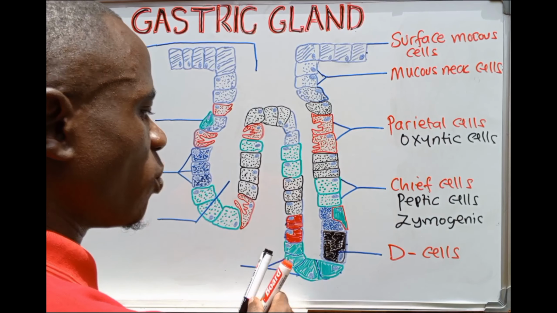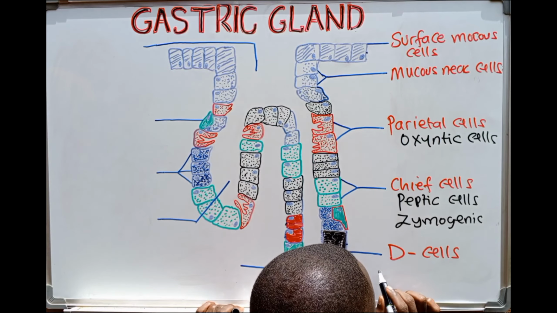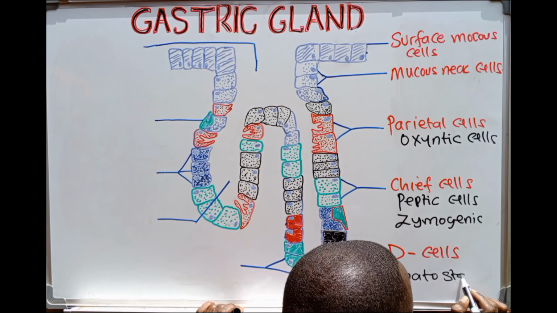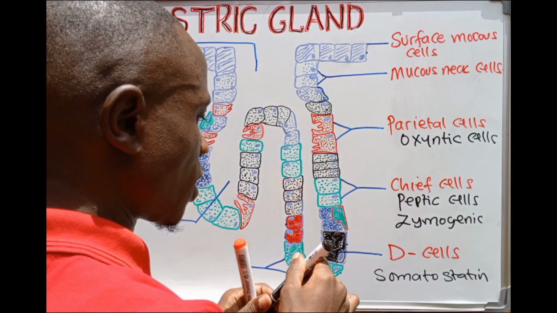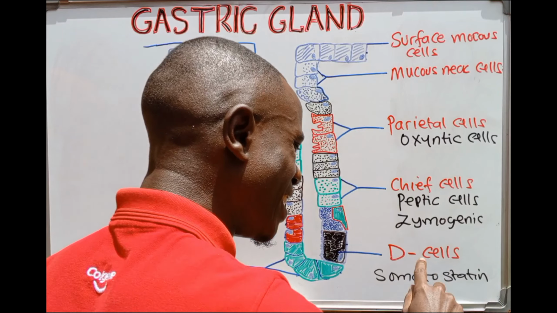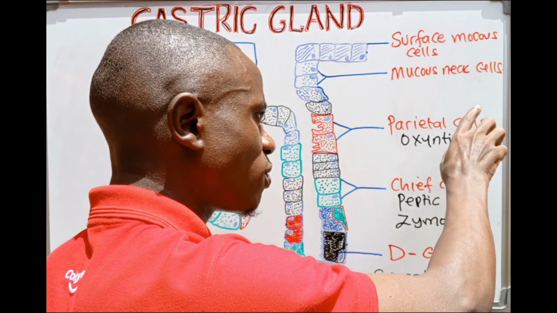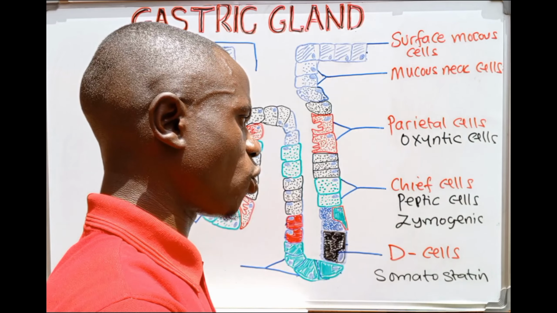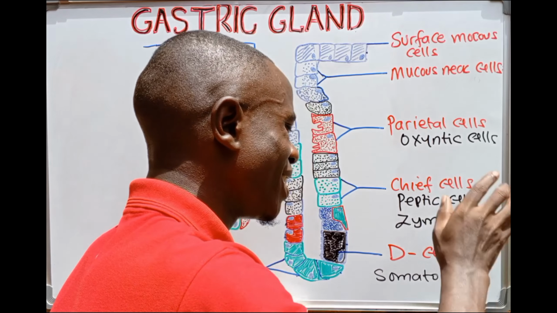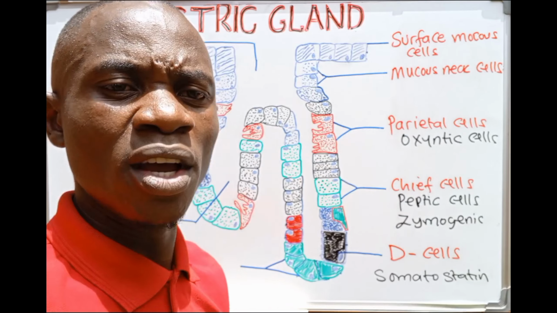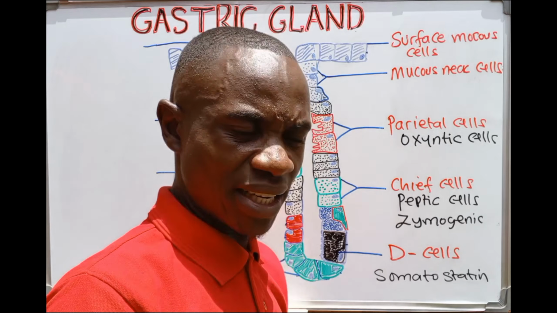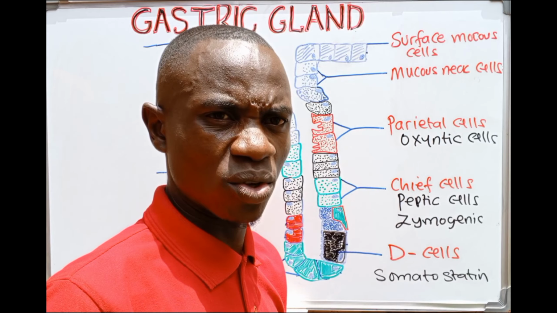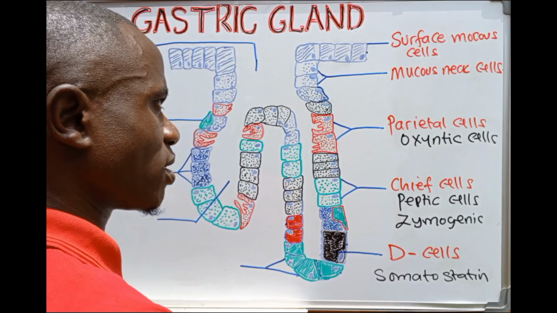And these cells are going to be producing a molecule called somatostatin. Okay, and this somatostatin is going to be one of the most powerful inhibitors of the parietal cells from producing hydrochloric acid, and it also influences the chief cells from producing pepsinogen. So now this somatostatin is a powerful inhibitor of gastric secretion. We shall look at how these D cells inhibit gastric secretion during the study of the gastric phase of gastric secretion.